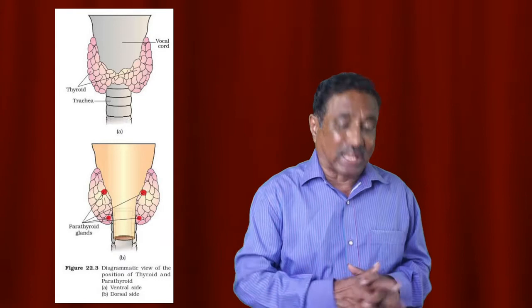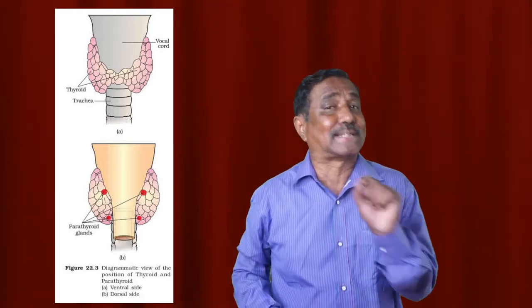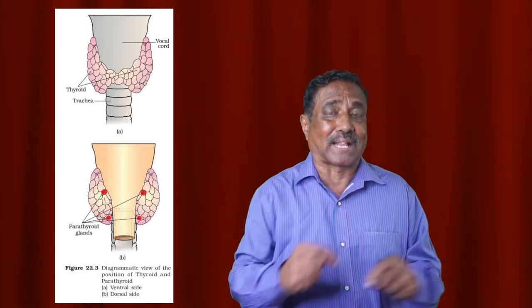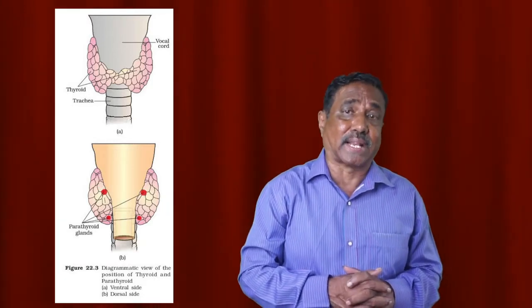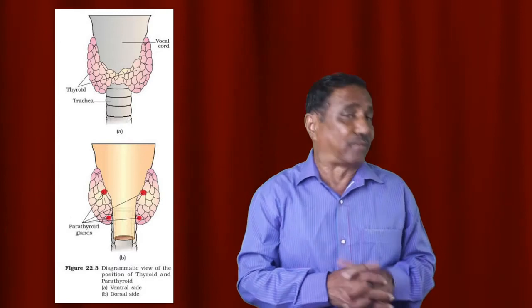The carbohydrate, protein and lipid metabolism is also controlled by thyroxine, and water electrolyte balance is also maintained by the thyroid hormones. There is one more hormone called thyrocalcitonin, TCT. It is also secreted by the thyroid gland, which regulates the calcium composition of the body fluids.